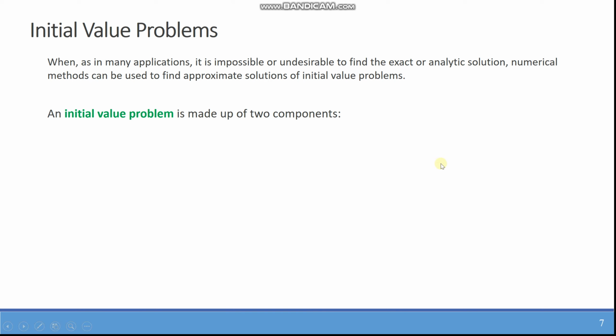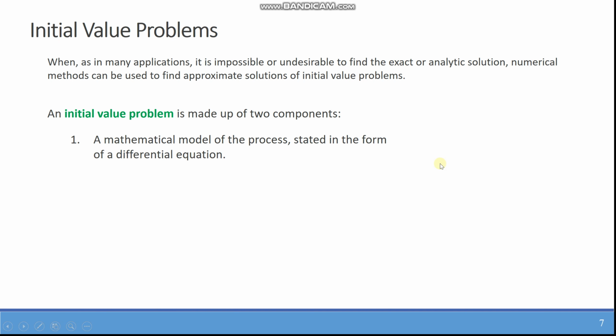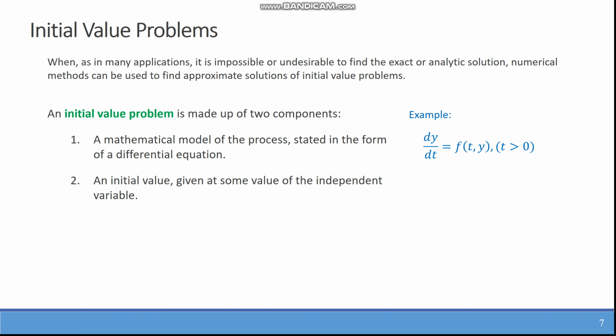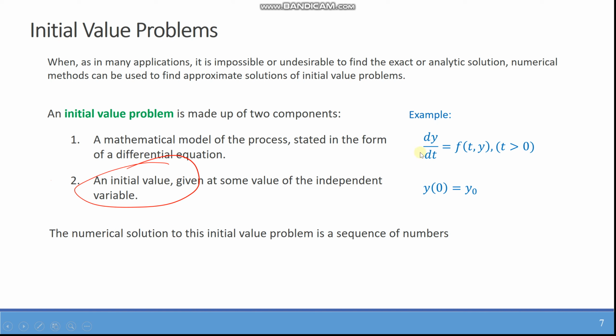So the IVP is made up of two components. We have a mathematical model, of course, in the form of a differential equation, such as this one, dy over dt is equal to f of t, y, where t is greater than 0. And then we have also an initial value, given at some value of the independent variable, such as y of 0 is y naught. The numerical solution to this IVP is a sequence of numbers.